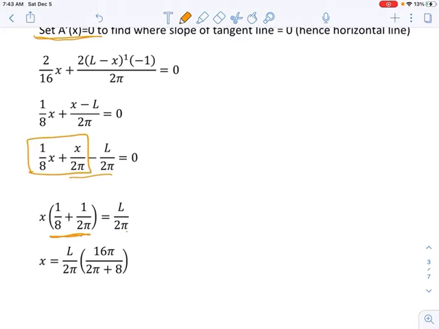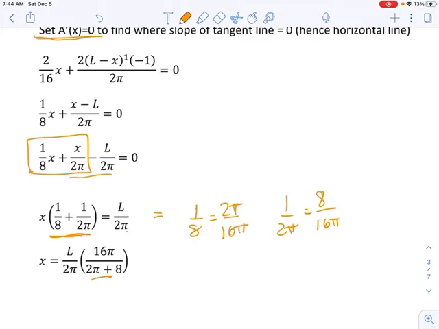If you want me to do that step out, what we're saying here is that we want to add these two things up since they're both constants. So the common denominator would probably be 8 pi, but I use 16 pi. So 1/8 is equal to what over 16 pi? That's times 2 pi, so that's 2 pi over 16 pi. And then 1 over 2 pi is equal to what over 16 pi? You're going to multiply by 8. So we have 8 over 16 pi, and this right here is 2 pi plus 8.